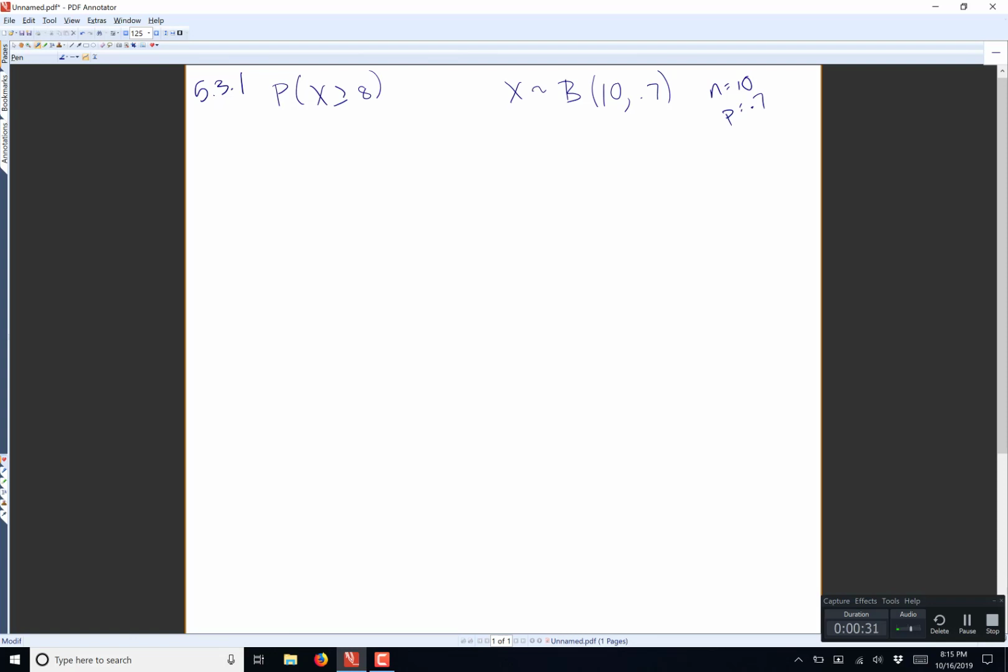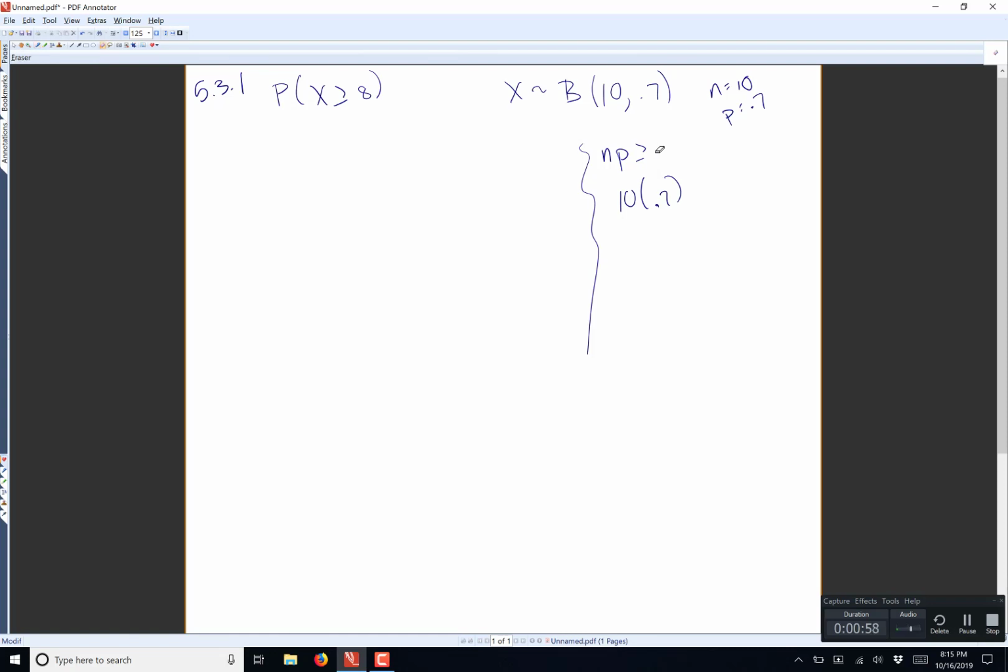Well, anytime you want to use the normal approximation, you need to find your new mean and your new standard deviation. Before you spend all the time doing that, though, you should probably check that your sample size is big enough. So over here off to the side, let's check that our sample size is big enough, because otherwise there's no point doing the problem. So we want to see if n times p is at least 10. So n is 10, our probability is 0.7.